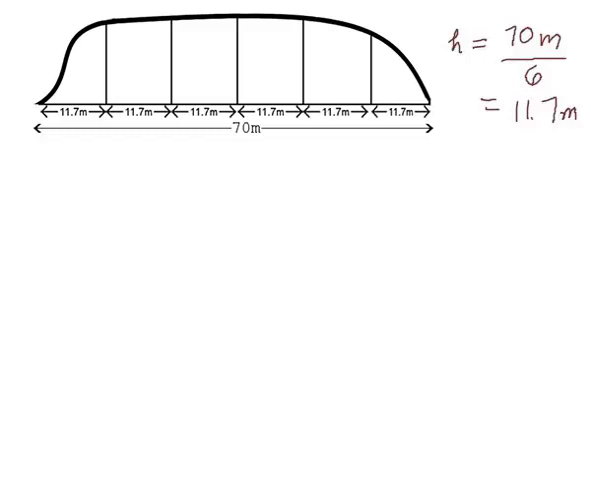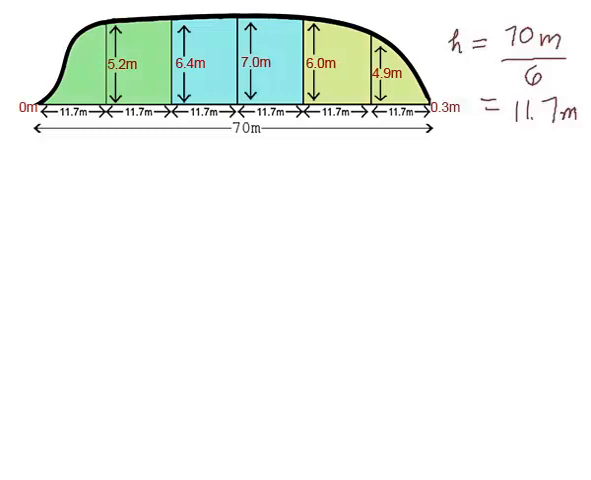The next thing we're going to do is label the ordinates that are given to us from beginning to the end. So the last one is 0.3 meters. And now we are going to use Simpson's first rule to find the area of this plane.